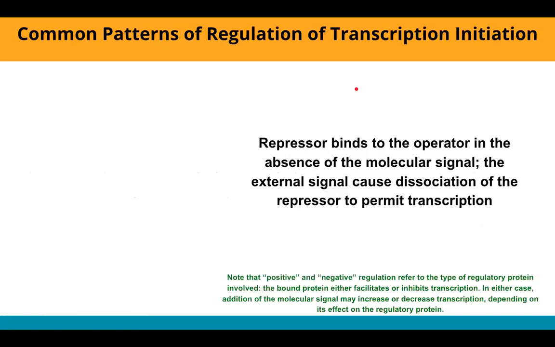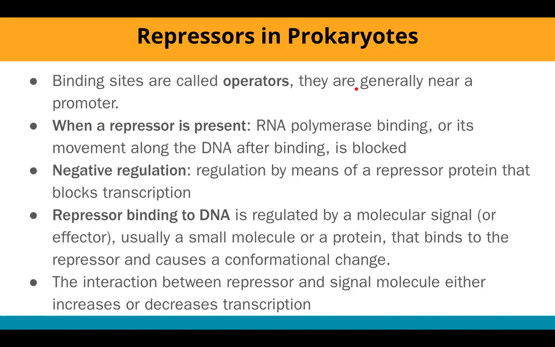Regulation in prokaryotes and eukaryotes is quite different. So I'm just going to give you a short overview, but we will have a deeper discussion of this in the later slides. But in general, in prokaryotes, the binding sites are what we call operators, and they are generally near a promoter. When a repressor is present, the RNA polymerase binding or movement along the DNA after binding is blocked. So if there's a repressor, RNA polymerase is not bound to the operators.